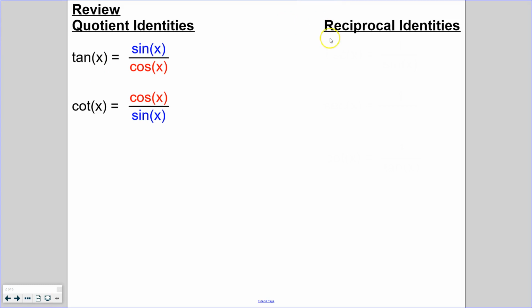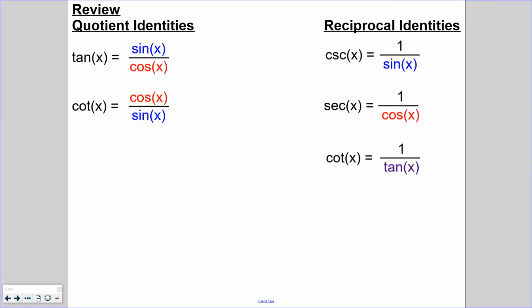Then for our reciprocal identities, we have the cosecant of x is equal to 1 over sine of x. We have secant of x is equal to 1 over cosine of x. And cotangent is equal to 1 over tangent of x. So these would be the reciprocal identities because they're 1 over a trig function.